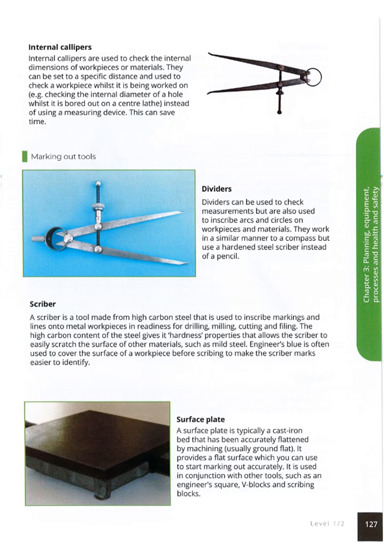At the bottom here, we've got a surface plate. A surface plate is typically a cast iron bed that has been accurately flattened by machining, usually ground flat. It provides a flat surface which you can use to start marking out accurately. It is used in conjunction with other tools such as engineering square, V-blocks and scribing blocks. We'll be moving on to those blocks in a moment.